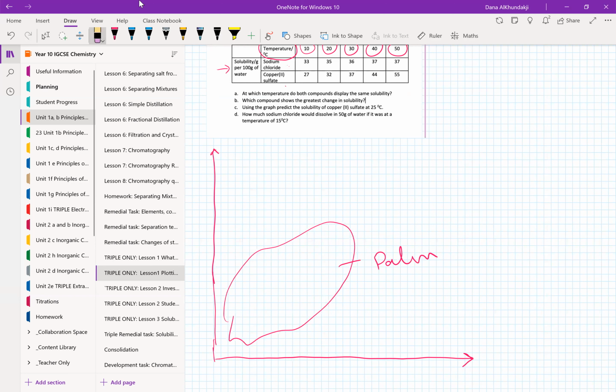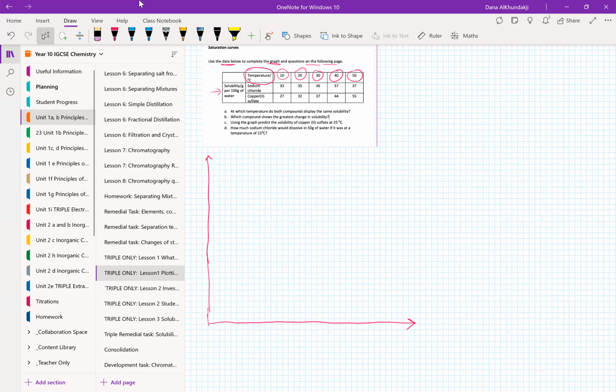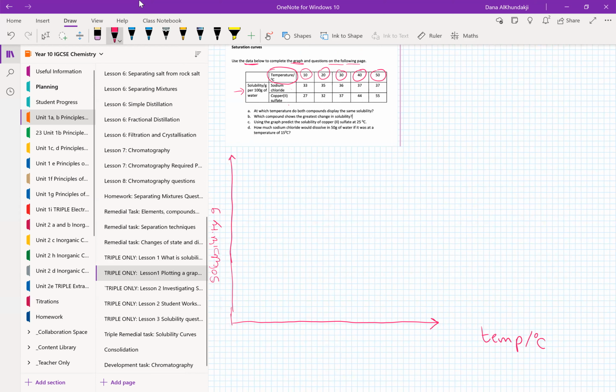Okay, so for now you're going to have to look at how to divide your axes. Now, your temperature is going to be on the x-axis. Obviously, you're going to use pencil, so temperature is going to be with the units over here, and on the y-axis, you're going to have your solubility. So you're going to have to label your solubility, and that is in grams per 100 grams of solvent.